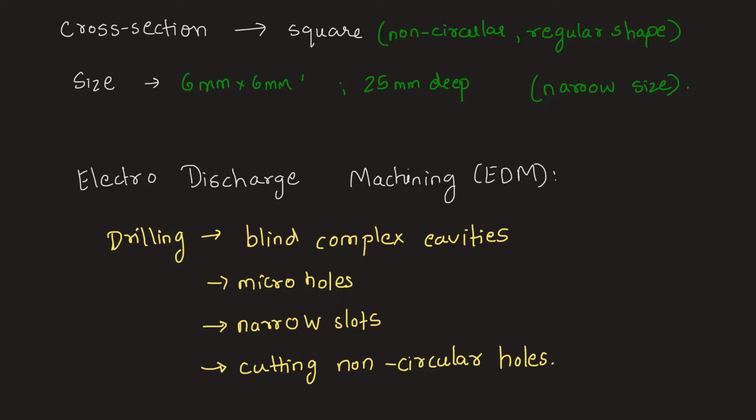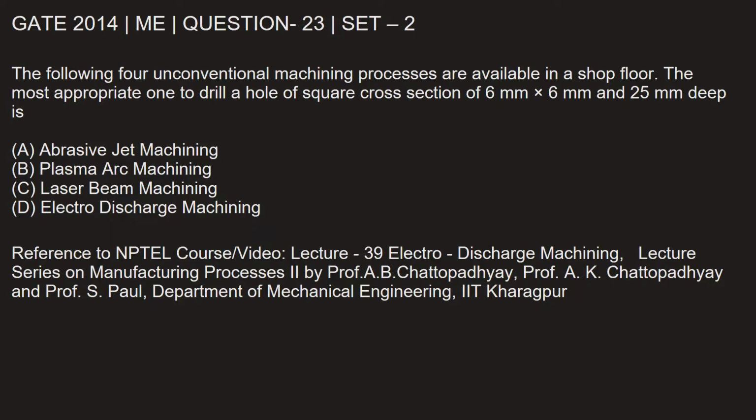Let's go back and mark the correct option. Electro-discharge machining is mentioned in option D. It's the correct one. To learn about electro-discharge machining in detail, you can refer to the NPTEL video, Lecture 39, Electro-Discharge Machining, from the course Lecture Series on Manufacturing Processes 2.